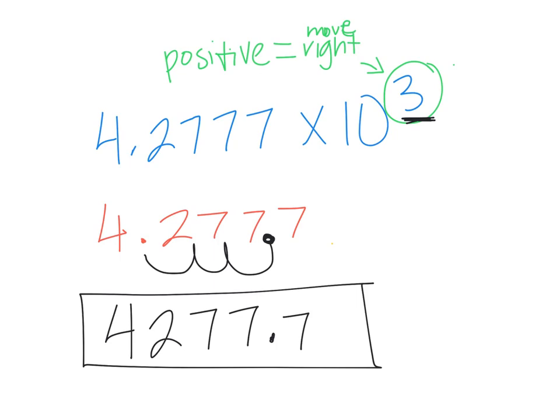So 4.2777 times 10 to the power of 3 is equivalent to 4,277.7.